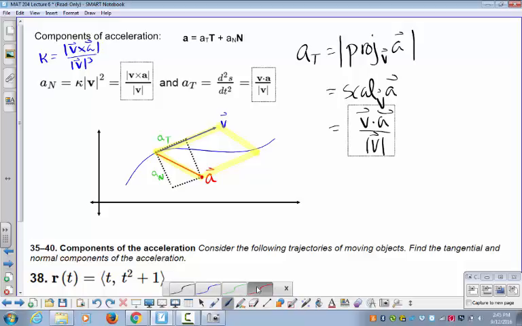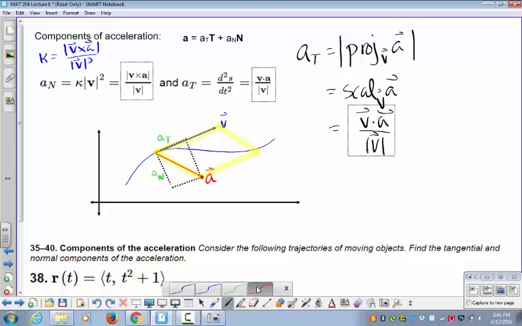So to find the height of a parallelogram, we take its area and divide by its base. That gives us the height. And that's what this formula is. Right? The length of V cross A is the area of the yellow parallelogram. And if we find the speed, or geometrically, the length of this V vector, and then divide that into the area of the parallelogram, we'll get the height of the parallelogram, which is going to be our normal component, the scalar in that direction.